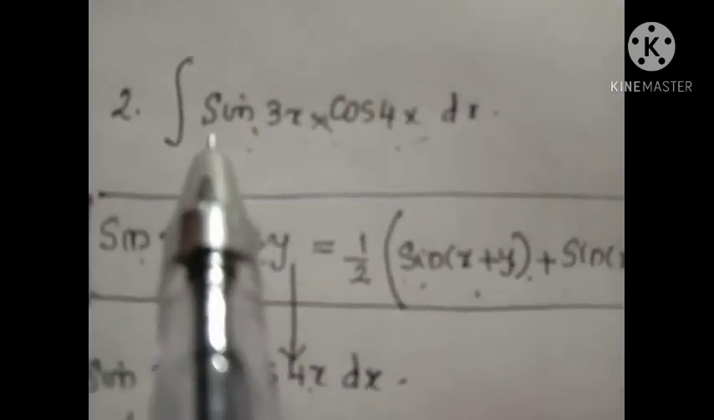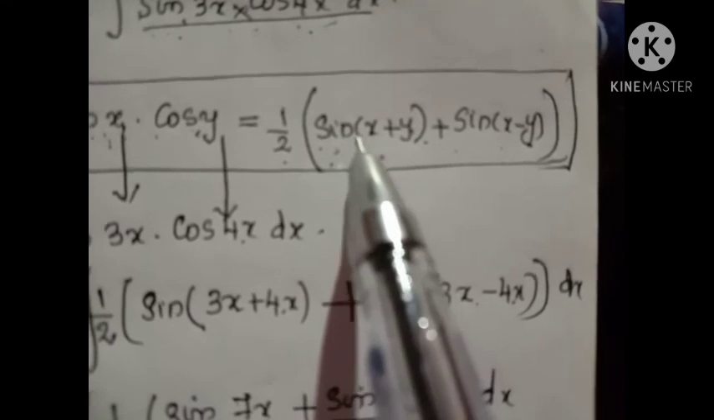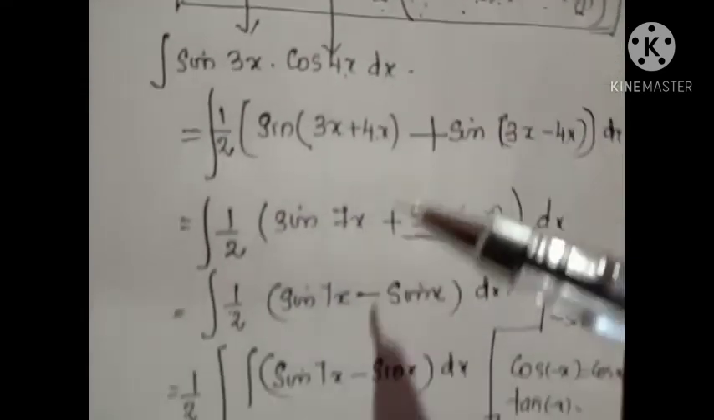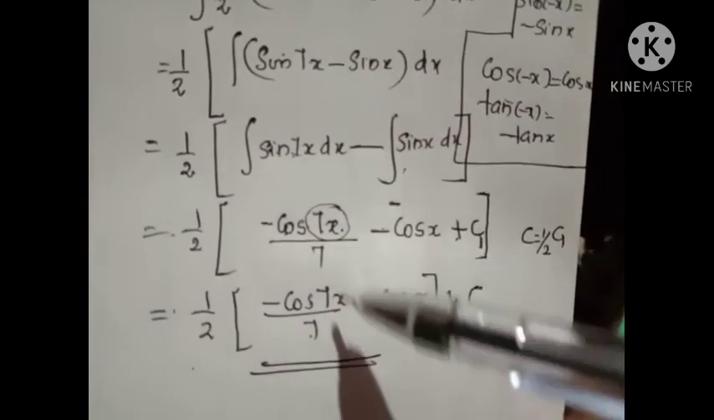integration constant. So what did we do? We converted the given integrand into another form using the identity sin x into cos y equal to half of sin x plus y plus sin x minus y. Then only the simplification process. Then separate the integral and find the integral plus the integration constant.